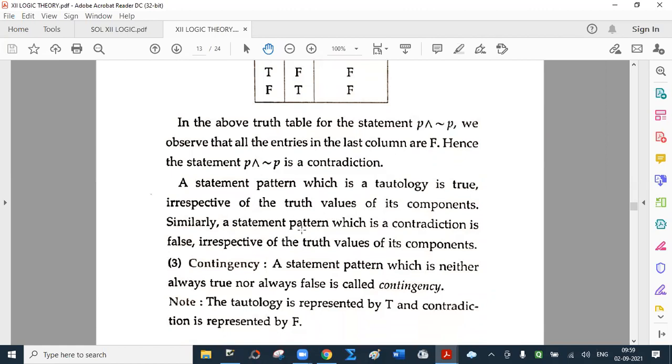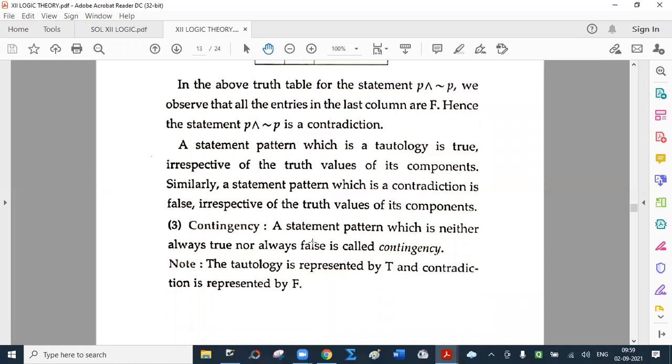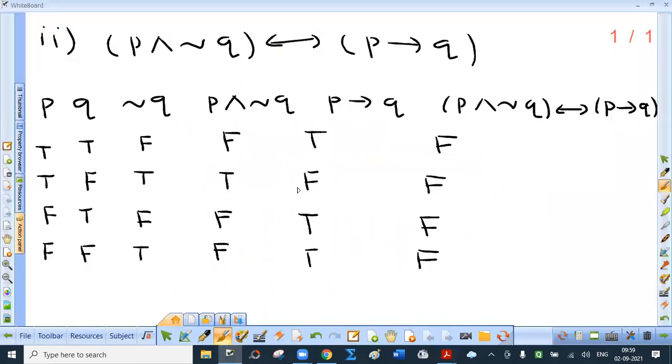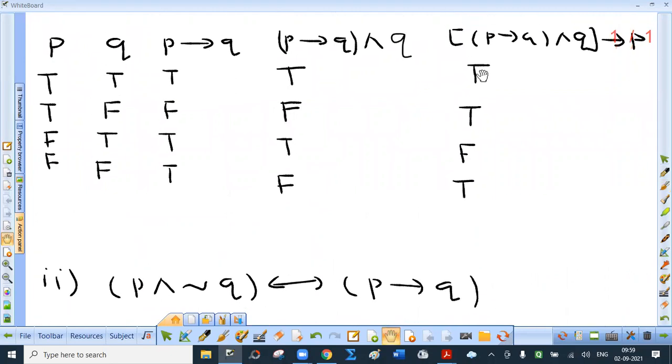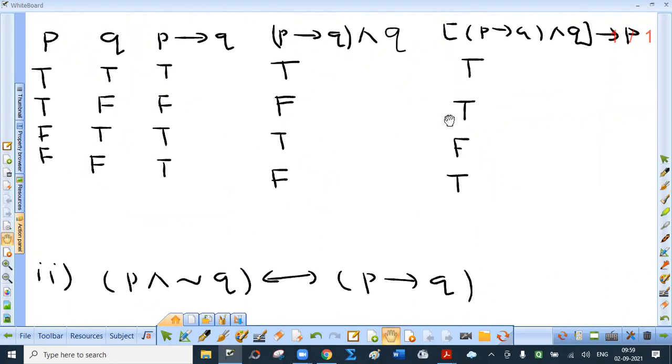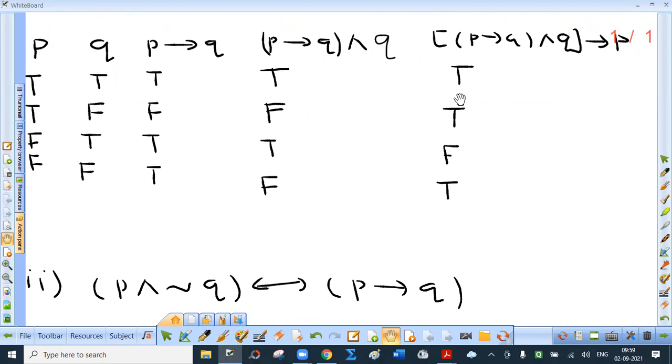What is contingency? A statement pattern which is neither always true nor always false is called contingency. Right? What is the example of that contingency? N number of examples can be given. Let me. Okay, this is C. TTFF. So this is an example of contingency.